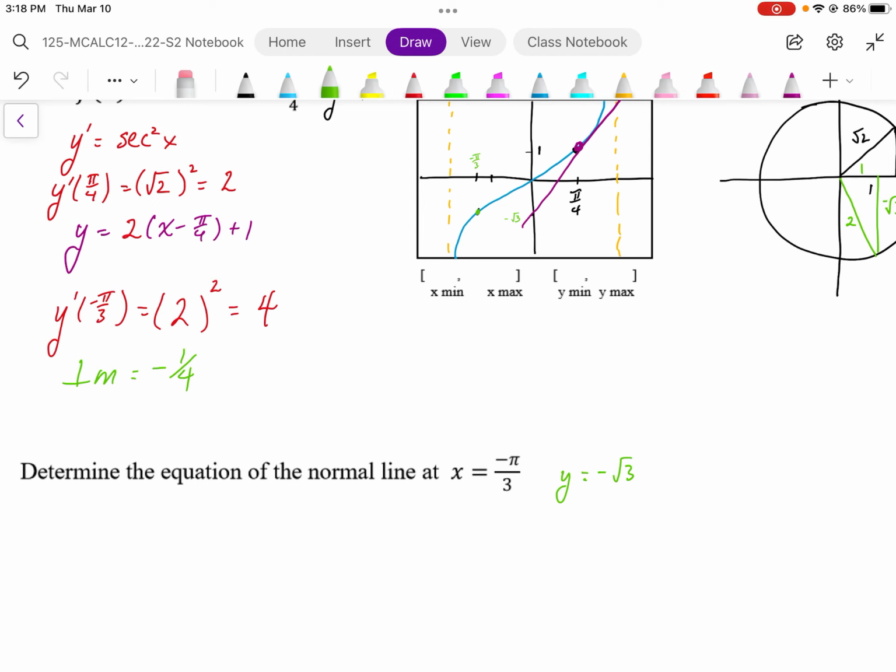I have my coordinates. So the equation of the perpendicular line is going to be y equals negative 1 over 4 times x plus pi over 3, minus root 3. And so this line with a negative 1/4 slope is going to cut through there like that, and that's going to be perpendicular to the tangent line that we have in there.